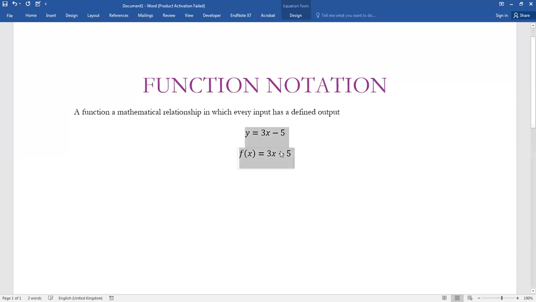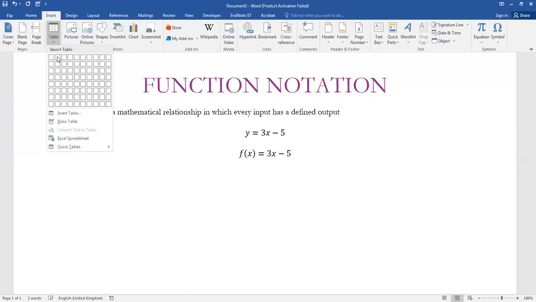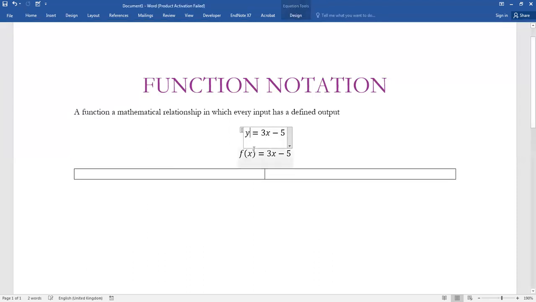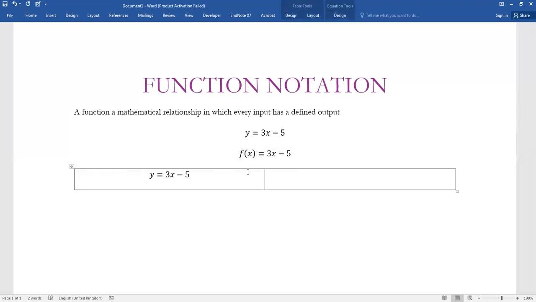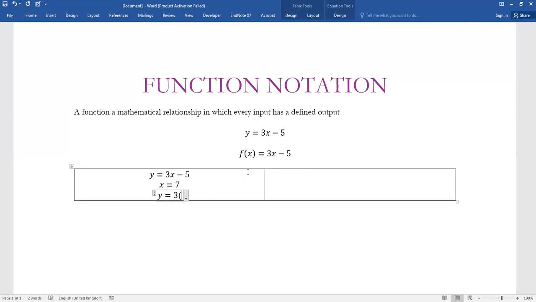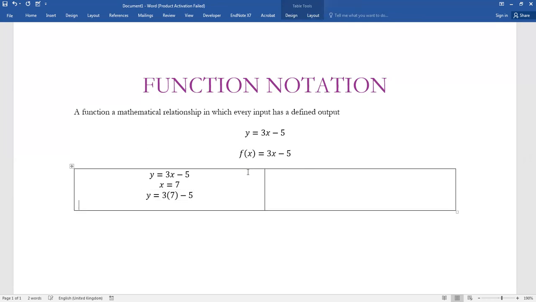We need to understand these two notations. I'll just compare the two notations. दोनों में एक ही बात है, कोई फर्क नहीं है. The only difference is एक में y लिखा हुआ and the other one you have written it as f(x). So for example, if I were to input the value of x as 7 in this, what will I say? y equals 3 times 7 minus 5. What will be the answer? 16. So that means for an input of 7, the output is 16.